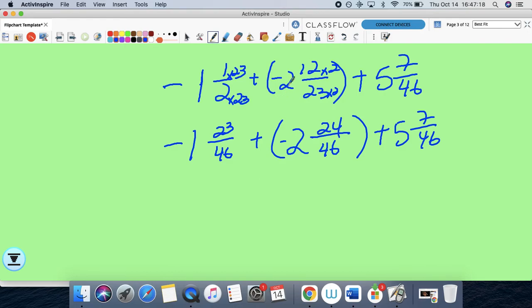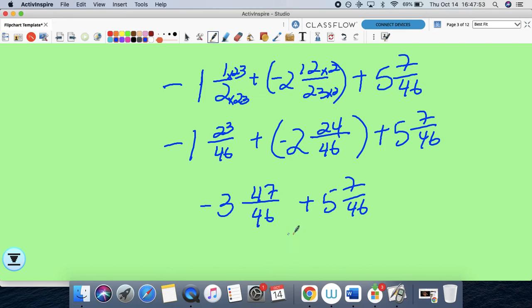Now, this could be a little bit tricky, hopefully not. Let's do the negatives. This one is nice and easy. Let's add the whole numbers: negative 1 plus negative 2 is negative 3. 46 we keep, and then we add 23 and 24. They're both negatives, so 23 plus 24 is going to be 47. I know it's an improper fraction, so let's just leave it like that, because we're still going to do something over here. Plus 5 and 7 over 46. This is why I sometimes don't like to work with this. I'd rather change everything to an improper fraction.